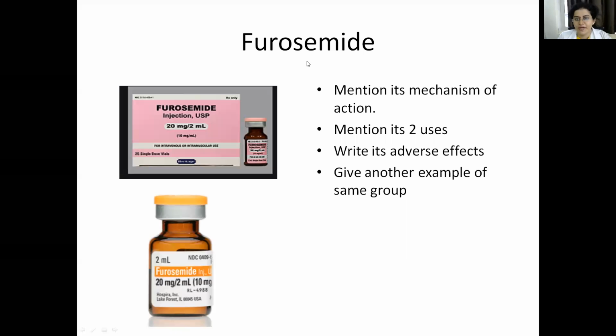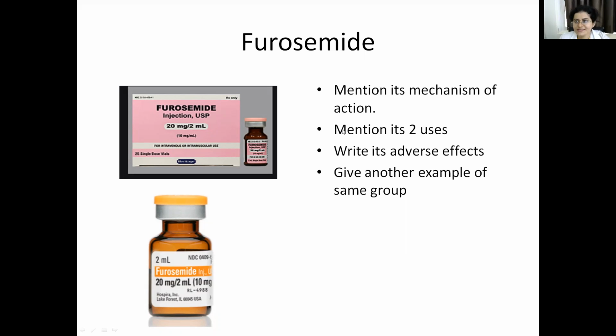First is furosemide. So, what is furosemide? As we all know, it is a high saline diuretic or loop diuretic. The important questions we can ask: first, which group of drug does it belong to? You have to tell it is a high saline or loop diuretic. Then mention its mechanism of action. It inhibits the sodium chloride transporter, which is present in the thick ascending loop of Henle.